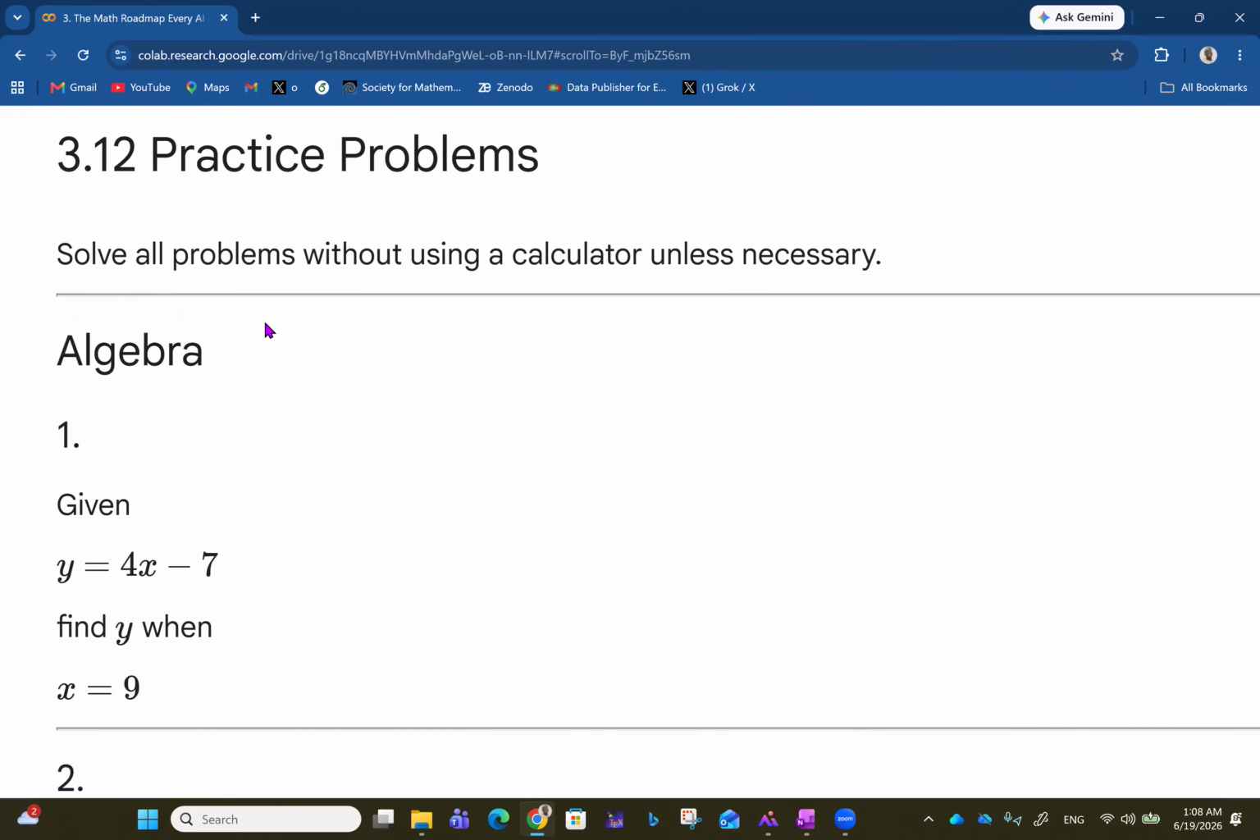So for algebra, we come to the practice problem. Solve all problems without using a calculator unless necessary. Of course, this is simple. y is 4x minus 7. Find y when x is 9. That's 4 times 9, 36, minus 7, which is 29.